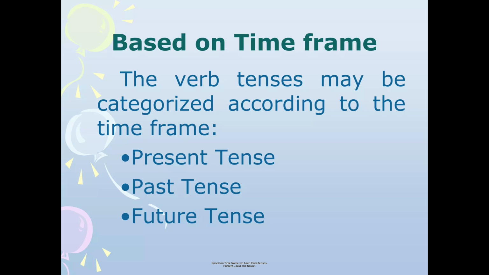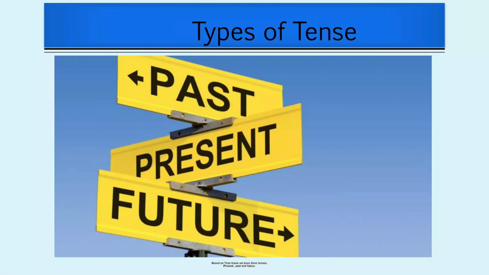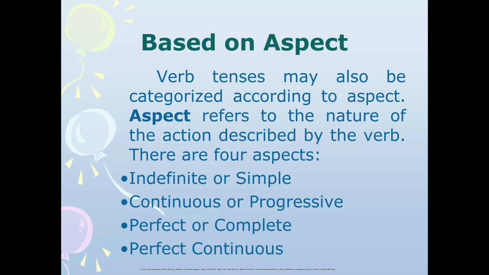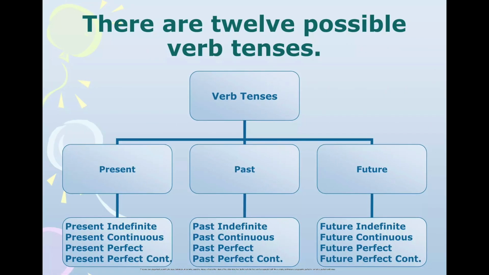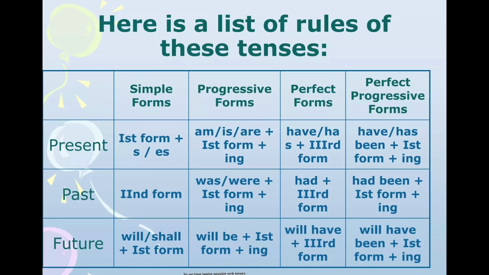Based on time frame, we have three tenses: present, past, and future. They are also categorized according to aspect, but do you know what aspect is? Aspect refers to the nature of the action described by the verb. So there are four aspects: indefinite or simple, continuous or progressive, perfect or complete, perfect continuous. So we have 12 possible verb tenses.